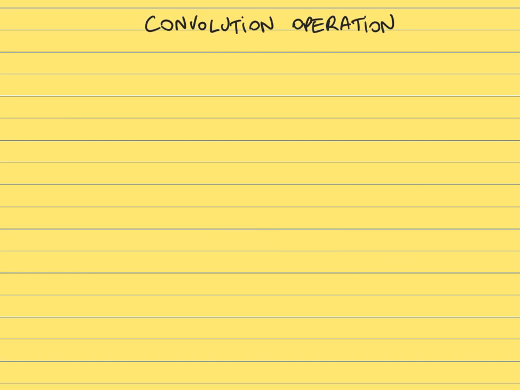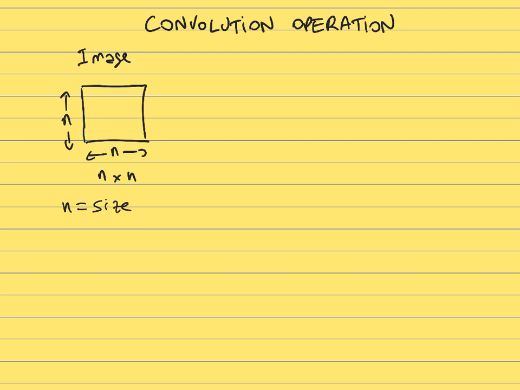So to summarize what the convolution is doing, you start with your given input image. This image is going to be made of a collection of pixels. So for example, it's going to be n by n pixels, where n is the size of the image. In this case, let's assume that it's a square image, so the number of columns is equal to the number of rows.